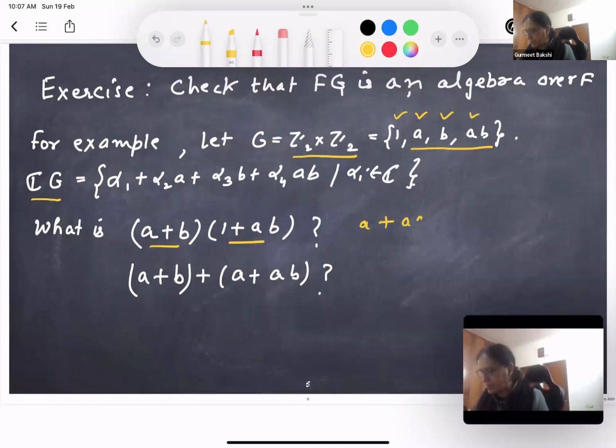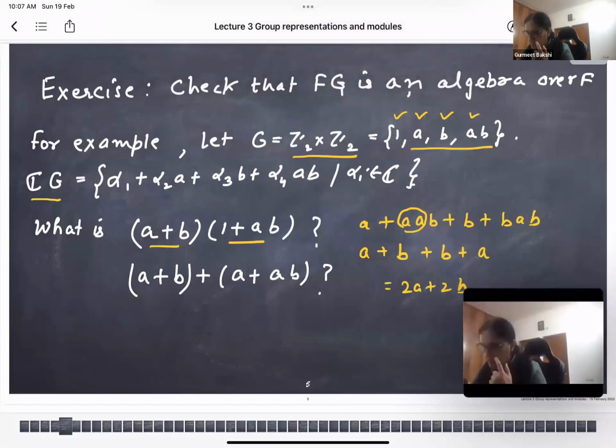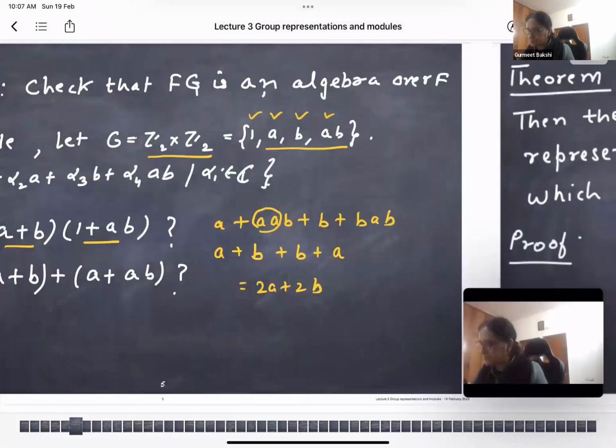But now you have to use the product b·a·b. Now this is a squared. a squared is the identity in the group. So this is just b. a and b commute, so this will become a. b squared is again 1. So this fellow is 2a plus 2b. So this is how you have to multiply the group elements, using the multiplication of the group.